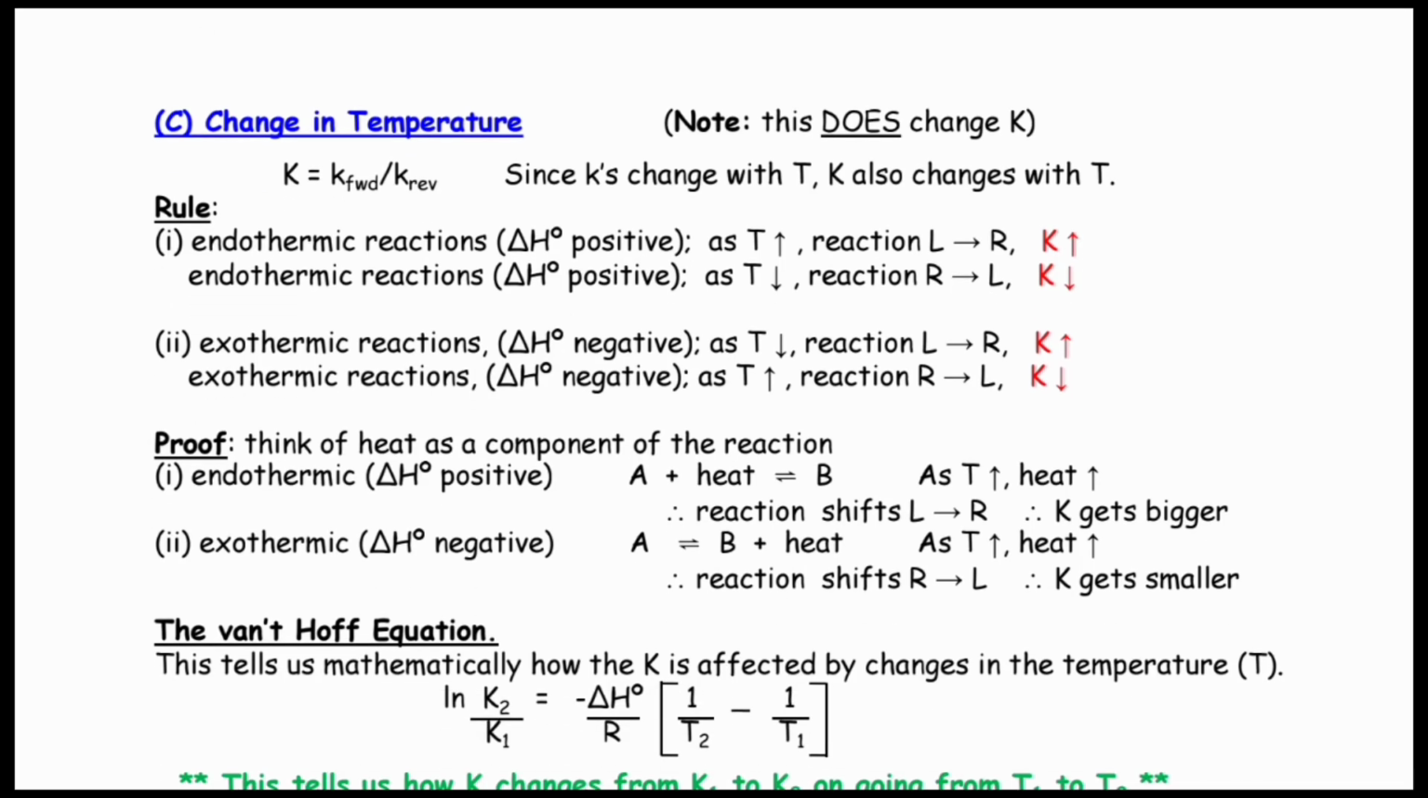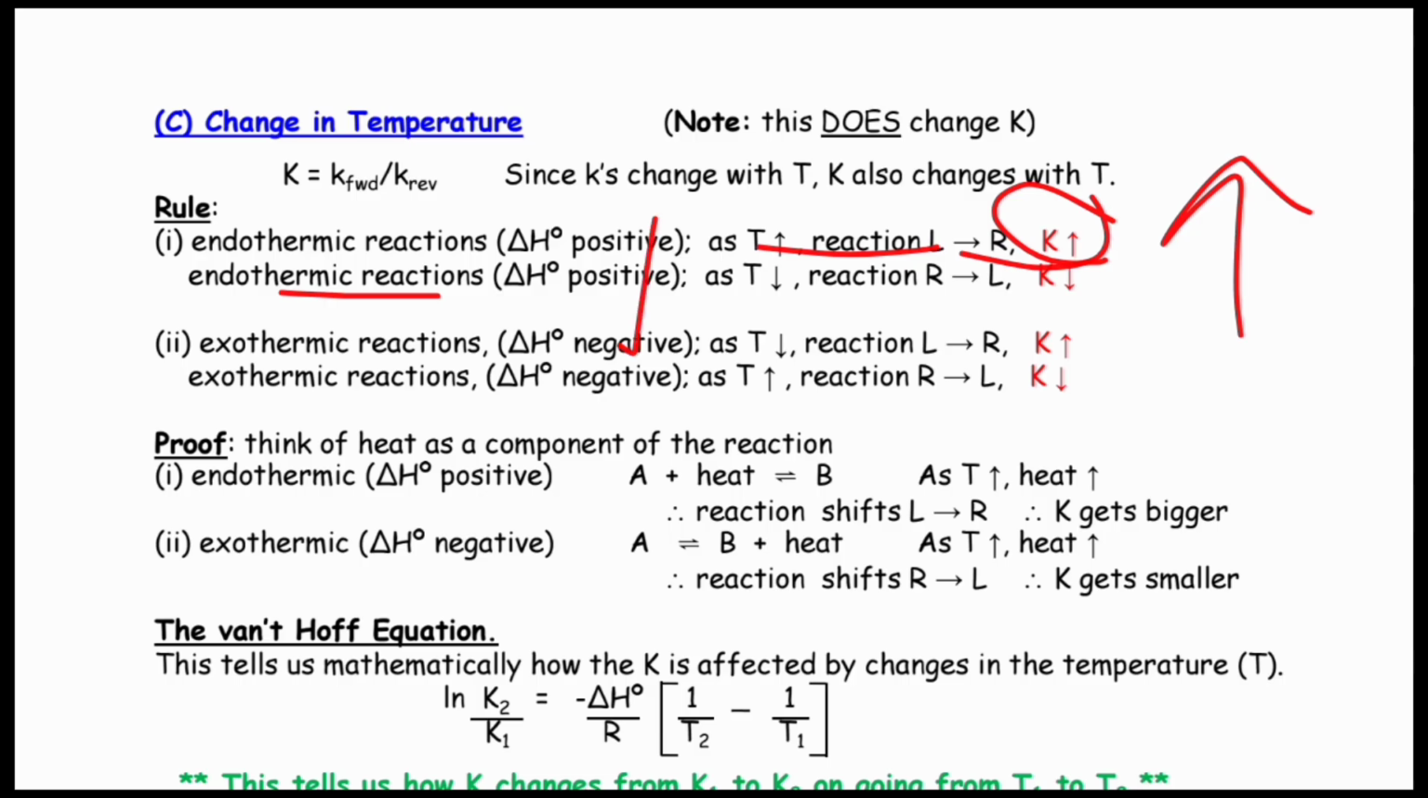Change in temperature: how does a change in temperature affect equilibrium, okay. For endothermic reactions, if temperature is increased, then it will move from left to right, meaning in the forward direction, and the value of K will increase. You can see here the value of K will increase for endothermic reactions.